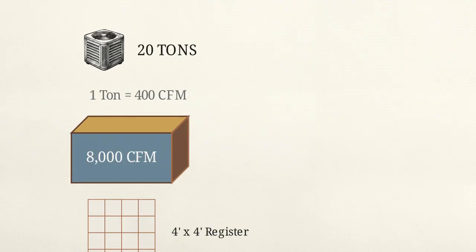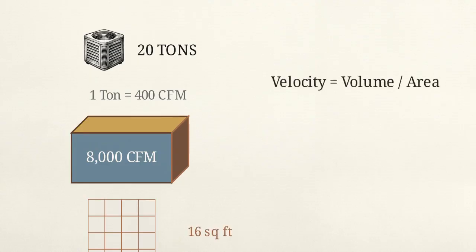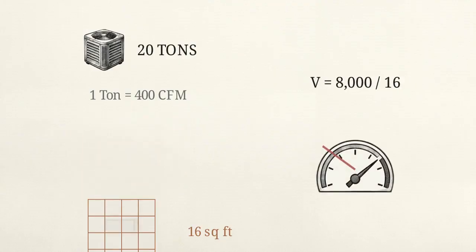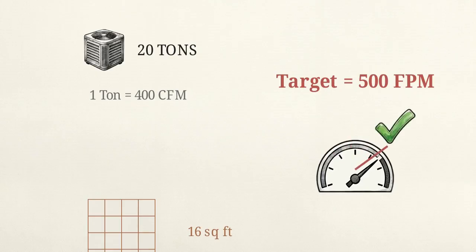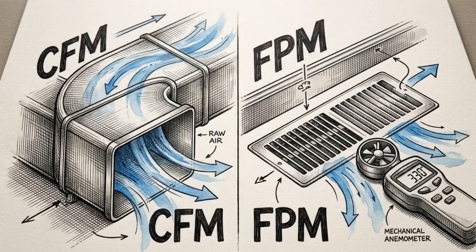A 4x4 return register equals 16 square feet. Since velocity equals volume divided by area, dividing 8,000 CFM by 16 square feet reveals our target velocity, 500 feet per minute. By distinguishing raw volume from this precise FPM velocity target, you now have the objective mathematical baseline required to hunt down physical obstructions.